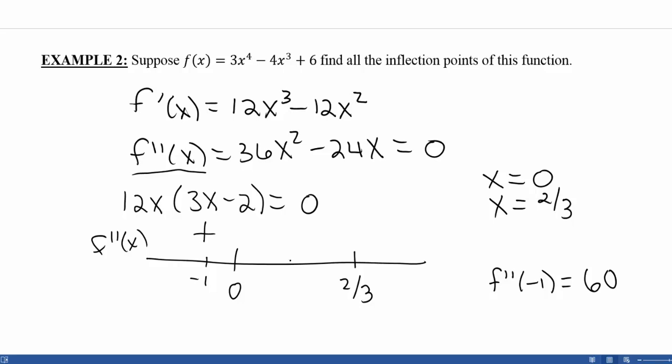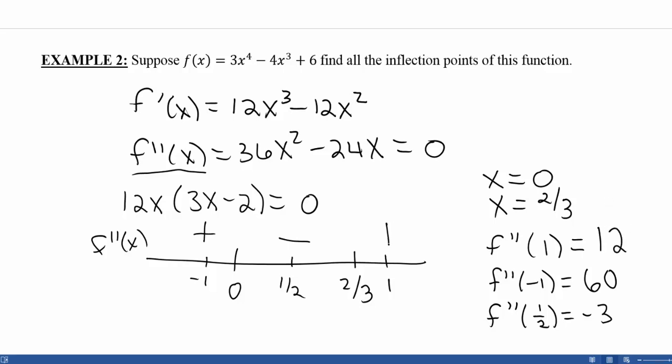I also want to test something between 0 and 2/3, so I'm going to plug in 1/2. If I plug half into my function, I'm going to get -3. So that tells me that all the values between 0 and 2/3 are going to give me a negative second derivative. Finally, I want to test something a little bit bigger than 2/3, so I'm going to test +1. If I plug a +1 into my second derivative, I'm going to get +12.